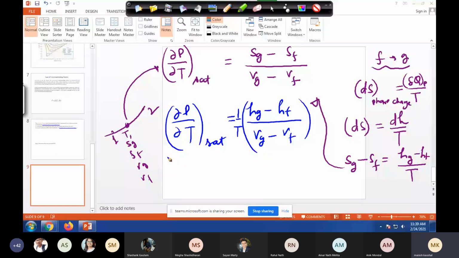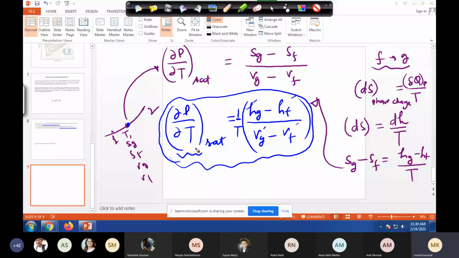Okay. So basically, if you want to know how it is varying, then you can do a numerical integration starting from one point. If you take any point on this curve, and take the values of Hg, Hf, Vg, Vf, and T at that point, you will get this slope. But you are not interested in the slope only. You are interested in how this saturation pressure varies with temperature. So then you have to solve it numerically, or you can use numerical differentiation. Okay. So that I leave on you.